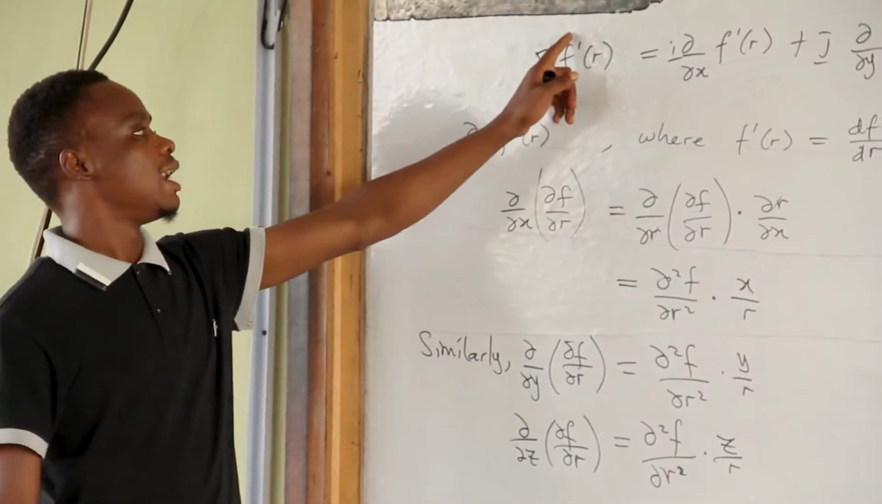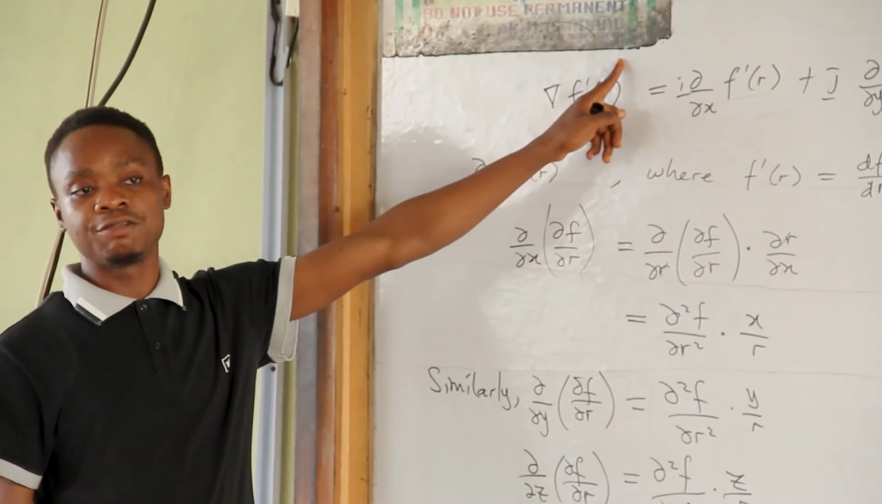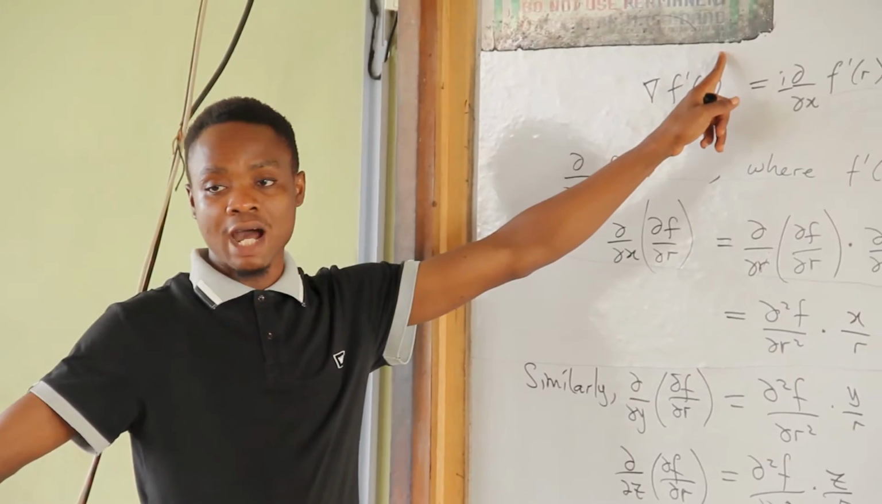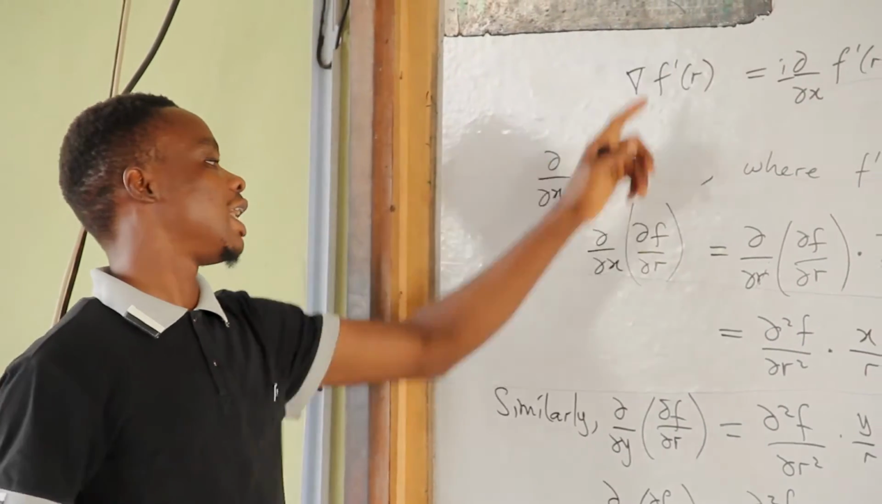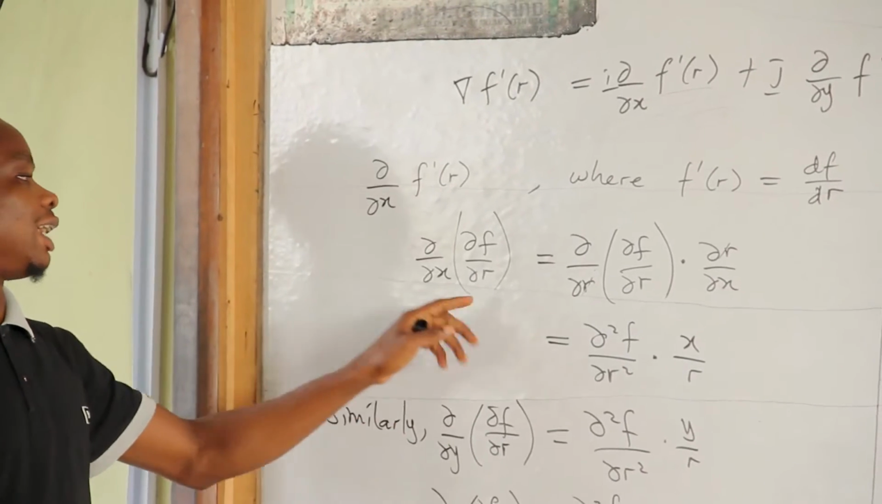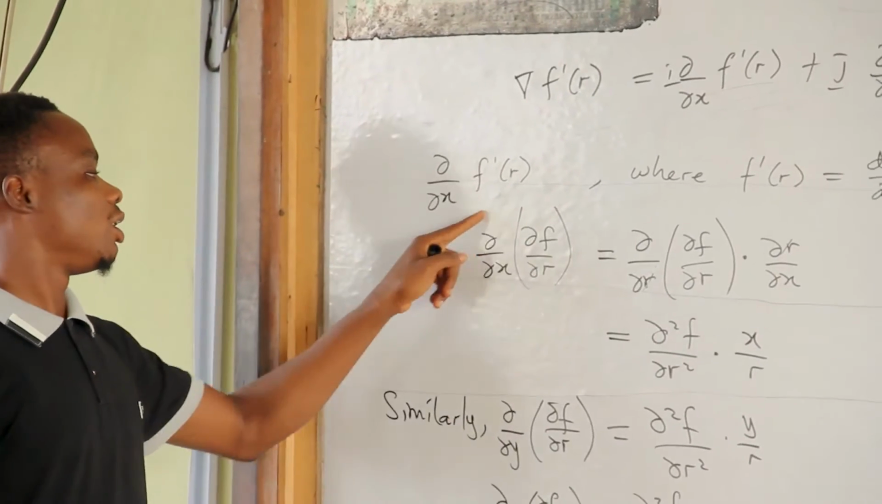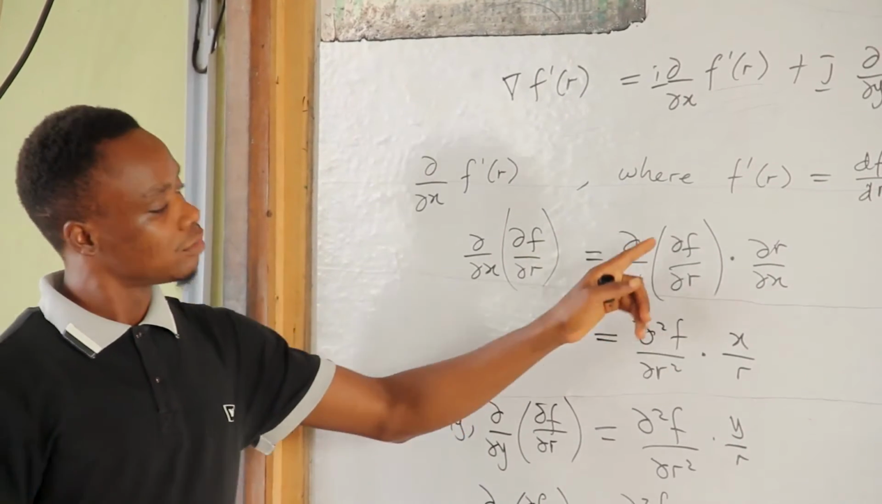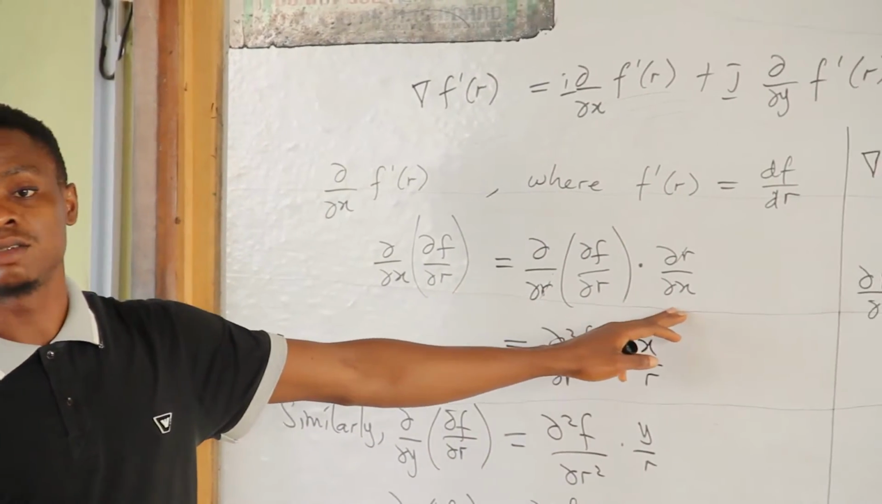Of course, we know that f prime of r is df dr, but we know that f is a function of r. f depends on r only. So df dr can also be written as del f del r. Why am I writing it this way? So that you can relate both of them. And I think the other part is quite straightforward.